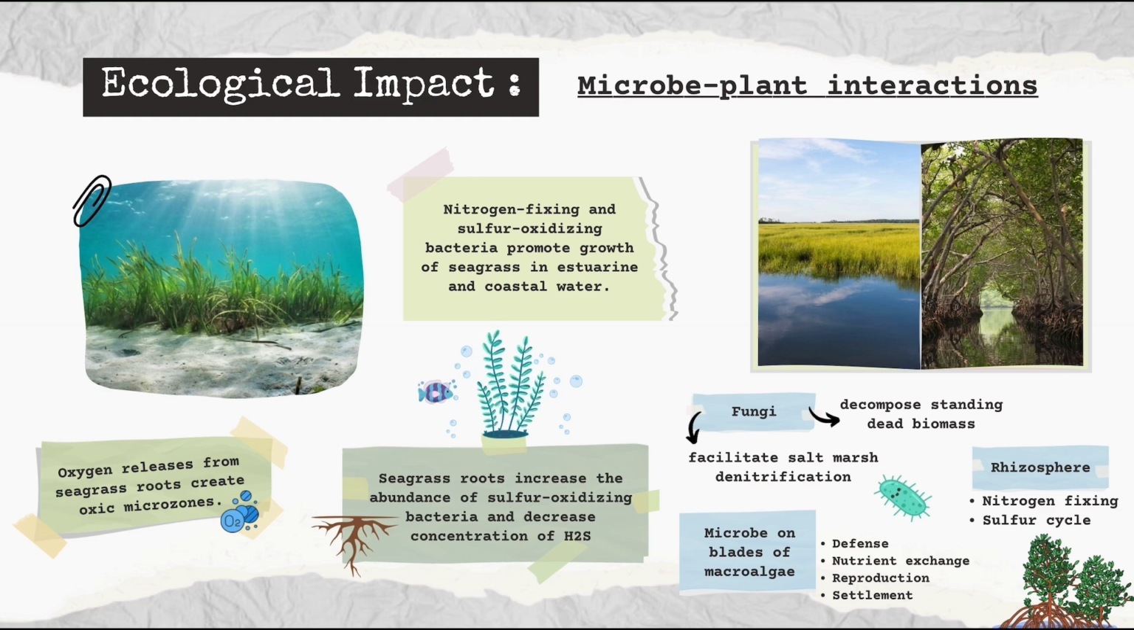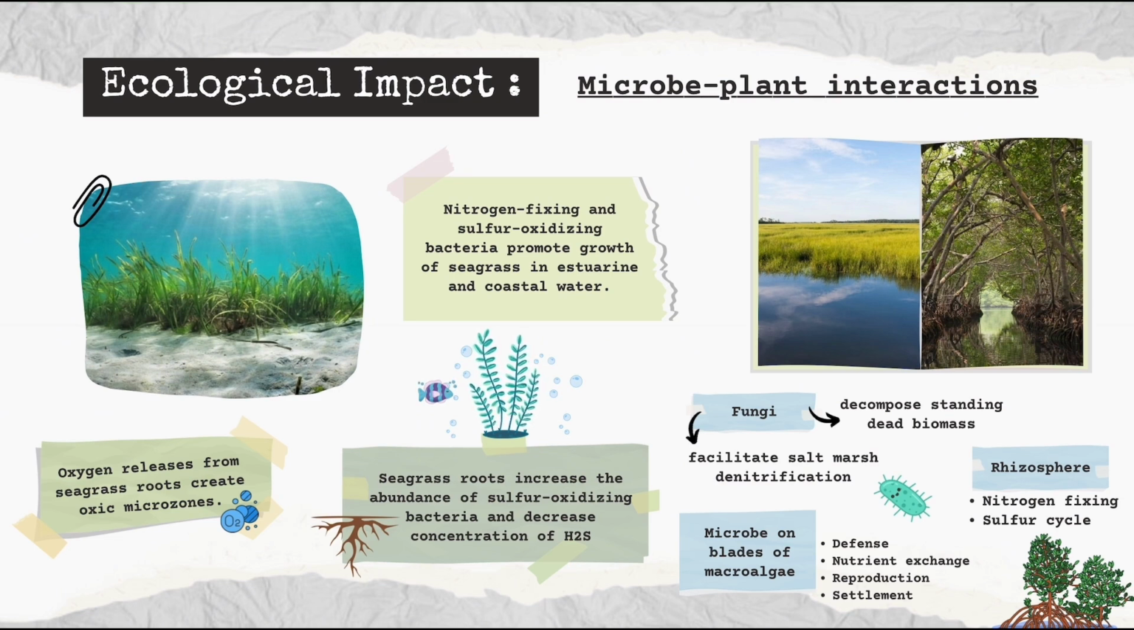The release of oxygen from seagrass roots into sediments creates oxic microzones, which leads to an increased abundance of sulfur-oxidizing bacteria compared to those found in bulk sediments and decreased concentrations of toxic hydrogen sulfide. Recent genomic studies have shown that sulfur-oxidizing and nitrogen-fixing microbes support the global distribution of seagrasses in estuarine and coastal waters.